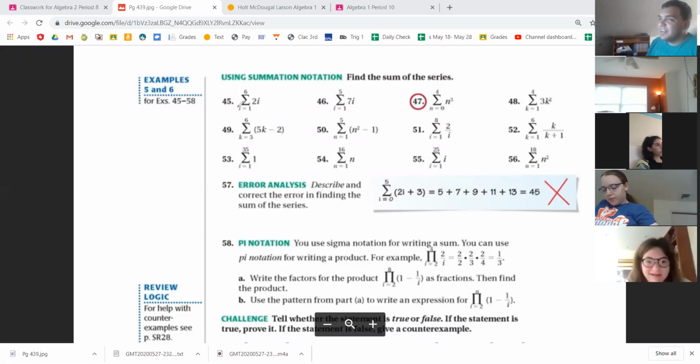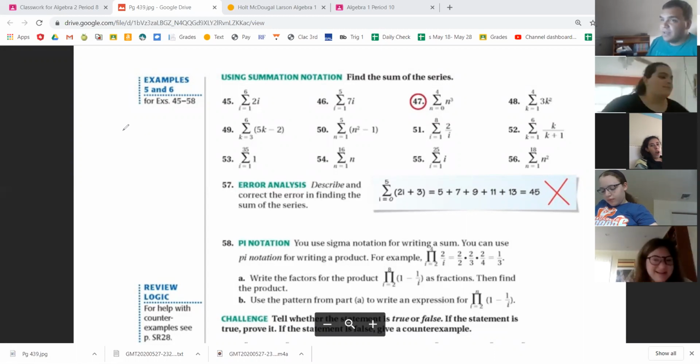Good question. This symbol right here looks like a Greek E. We call it sigma. Now, this Greek sigma tells us to do something, okay? And this is basically the lesson. What does the sigma mean, and what do we do with it? So I'm going to rewrite number 45 right here. That's i equals 1, 6 on the top, 2i.